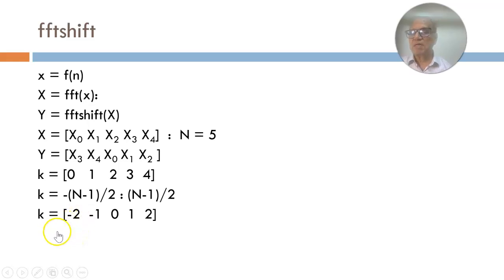Now you can either plot the frequency index on the x-axis, or you can plot the digital frequency, which is k by n. So in this case, since n is equal to 5, minus 2 by 5 is minus 0.4, minus 1 by 5 is minus 0.2, this is 0, this is 0.2, and this is 0.4. So this will mean that at minus 0.4, you will get x3, at minus 0.2, you will get x4, at 0, you will get x0, and so on. All right. Now, this is the formula you use for finding the k array when n is odd.